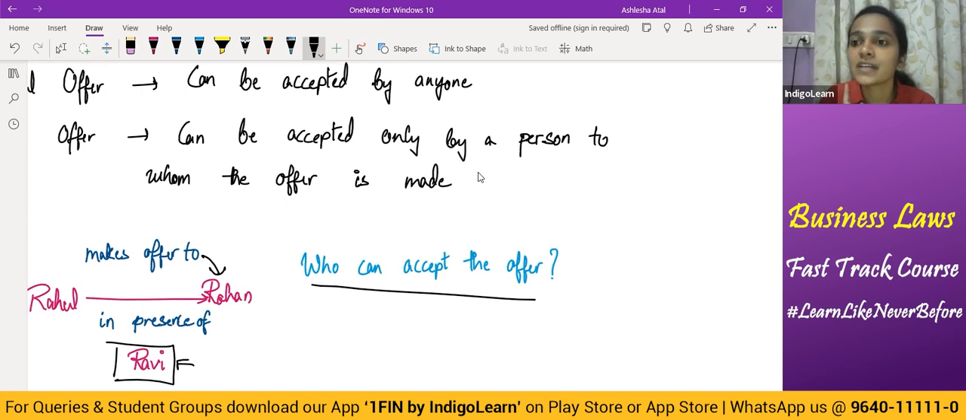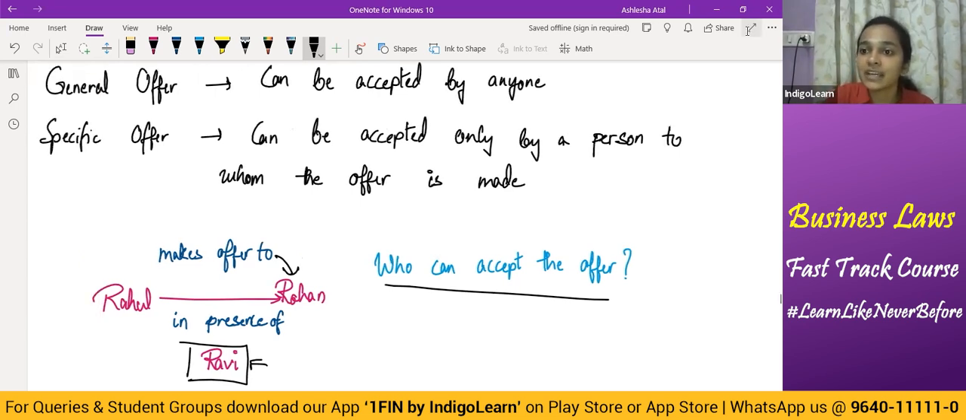So this is in case of a specific offer. When the offer is a specific offer, it can be accepted only by the person to whom it is made. If it is a general offer, it can be accepted by anyone. No problem in that. But when the offer is a specific offer, it can be accepted only by the person to whom the offer is made. So in this situation, only Rohan has the right to accept Rahul's offer and Ravi cannot accept the offer. If it is a general offer, anyone can accept it.